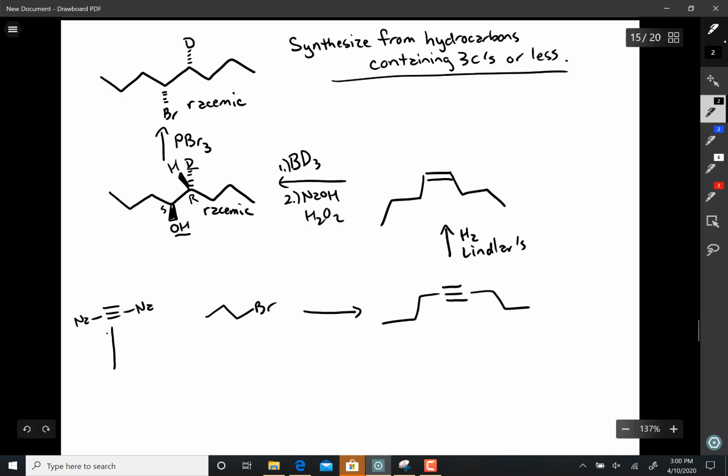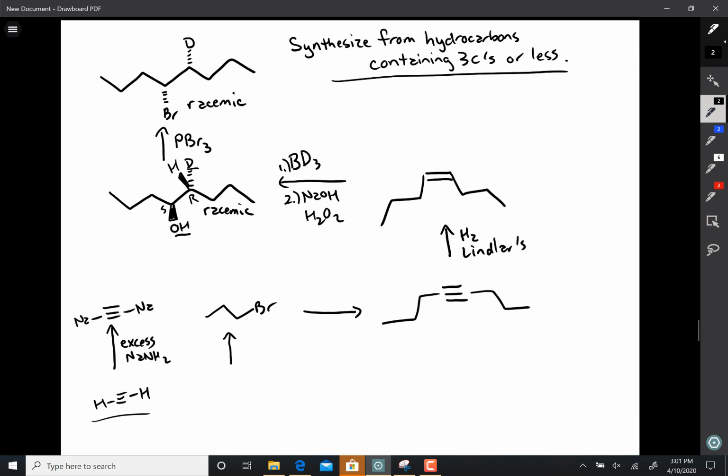The way we make doubly deprotonated acetylenes is we use an excess amount of sodium amide. And then this is a hydrocarbon. We don't have to make this. This propyl bromide is not a hydrocarbon, so we do need to make that.